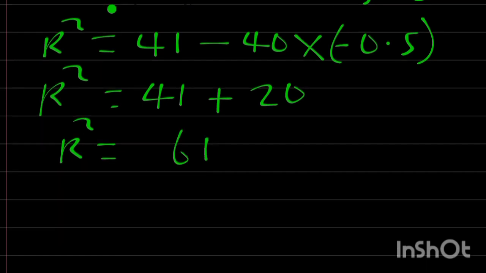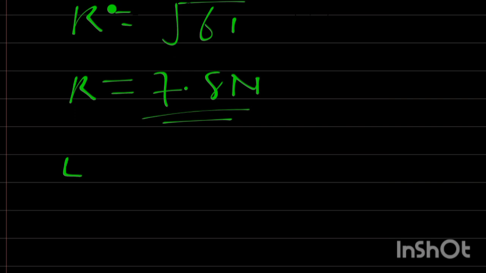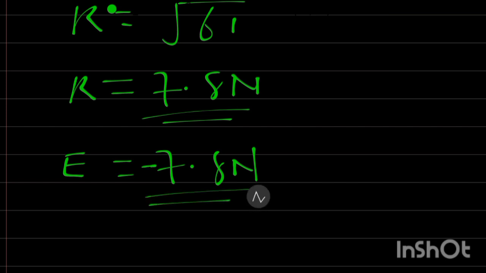Take the square root of both sides. Therefore, R is equal to the square root of 61. R is equal to 7.8 Newton. We have gotten the value of R. That means the equilibrant is also 7.8 in magnitude. Sometimes we can use a negative answer to indicate that it is moving in the opposite direction of the resultant.